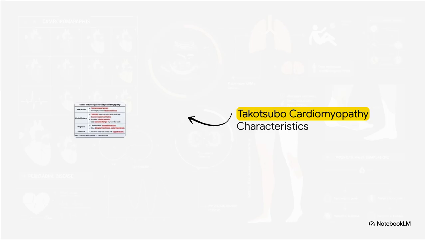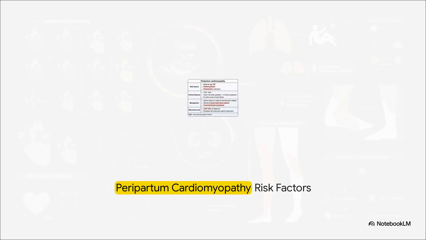What's wild here is that the cath shows zero obstructive coronary artery disease. But look at the echo. You get that classic apical ballooning, or left ventricular apical hypokinesis, right alongside basilar hypokinesis. It's totally driven by a massive catecholamine surge from that stressor. For the exam, remember the first-line management is purely supportive care, and it usually resolves on its own over a few weeks. Now let's contrast that with peripartum cardiomyopathy.